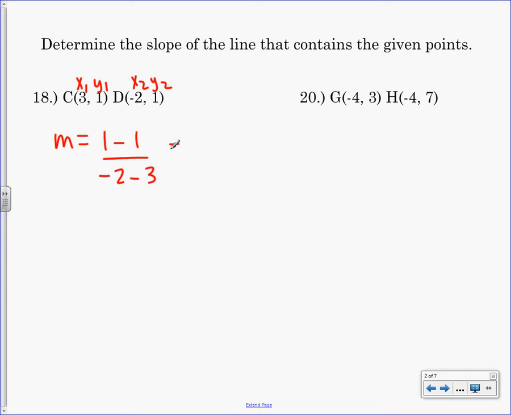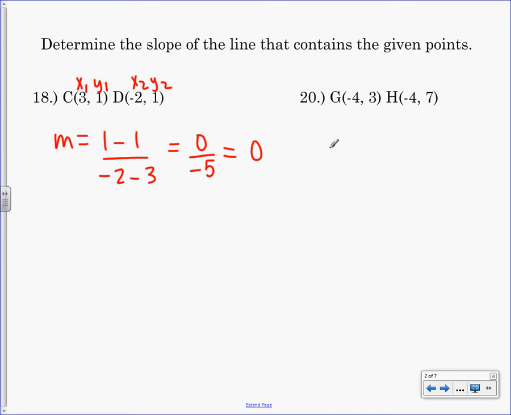So what's 1 minus 1? 0. -2 minus 3? -5. What's 0 divided by anything? 0. My actual slope is 0. You have to give it all the way to the 0. Don't leave it 0 over -5. That's not done. Does that make sense?